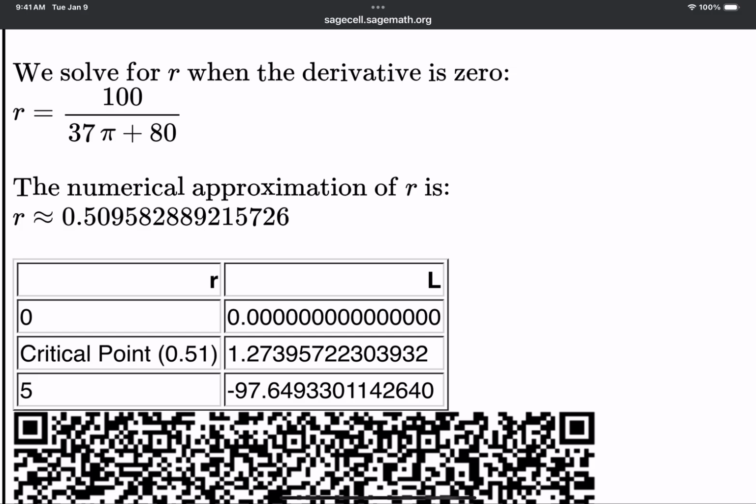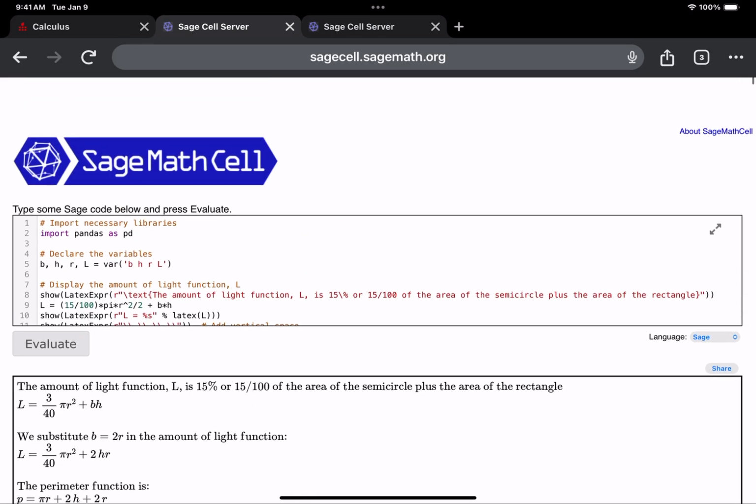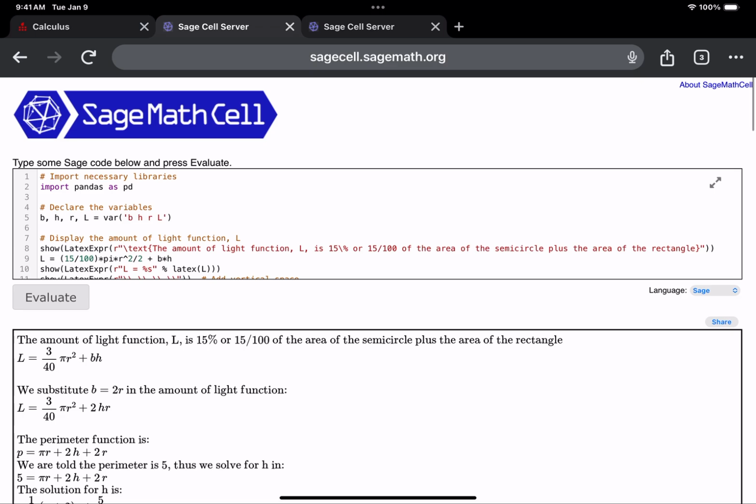You could have also used a second derivative test to check the concavity is down. And that would give you that that's a local max. And that's it. That wraps it up.